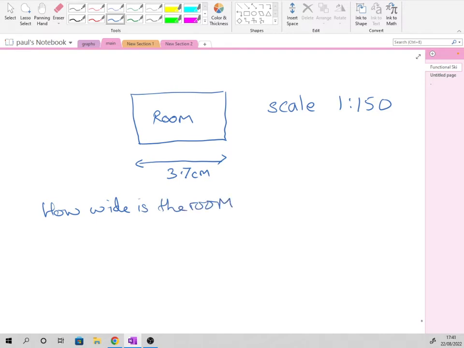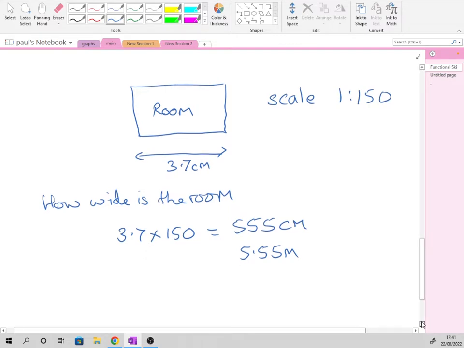So we've got 1 to 150. The measurement here, 3.7 times 150, will be the width of the room. Let's do that on the calculator. 3.7 times 150 is 555 centimeters. Divide that by 100 to change it to meters. 5.55 meters is the length of the room.